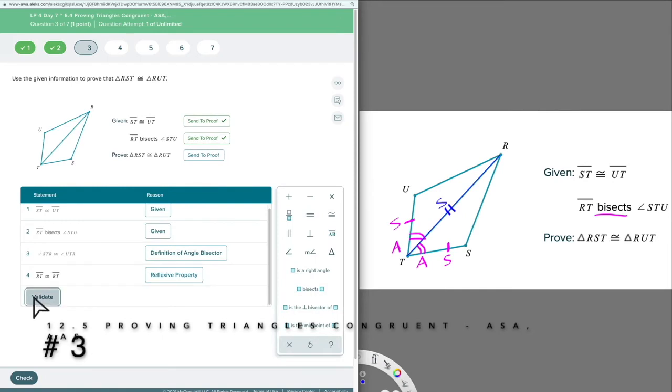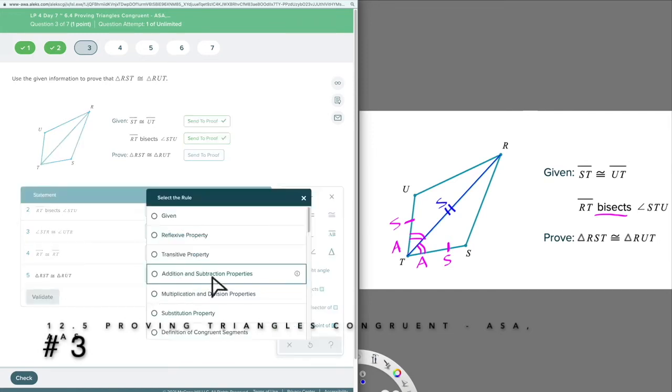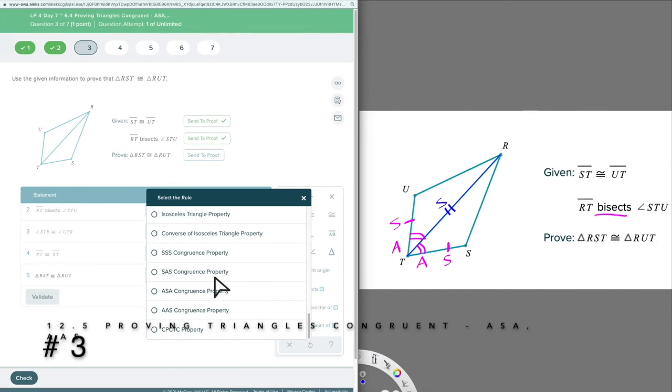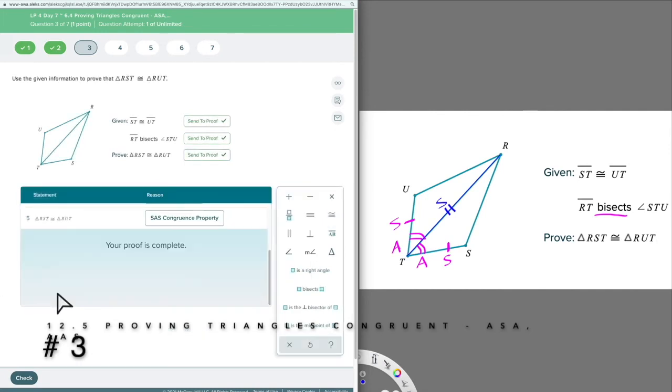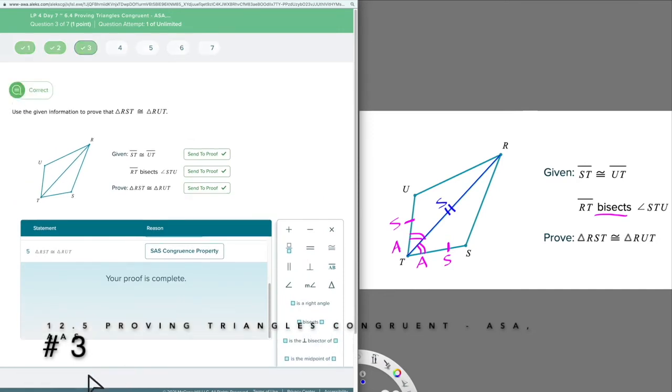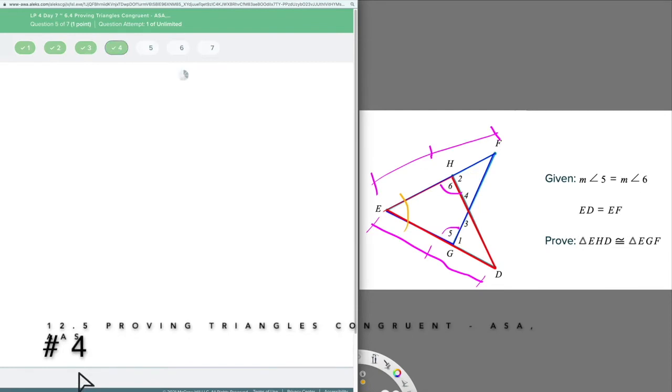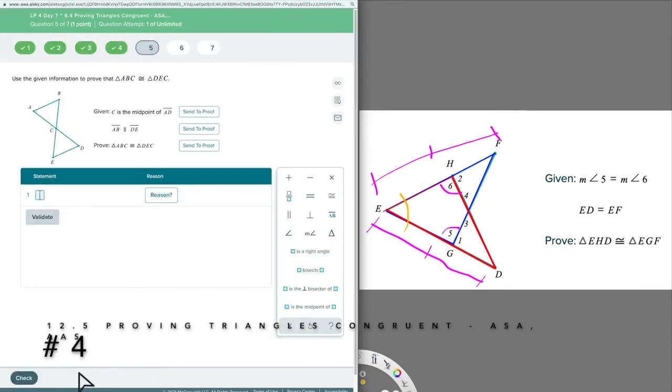So now I have side angle side. Now I can use my prove, or send a proof. And the reason is I'm using side angle side congruence. All right, so we're going to check, we're going to keep moving. So this section, it's 4. Let's go ahead and grab this one.